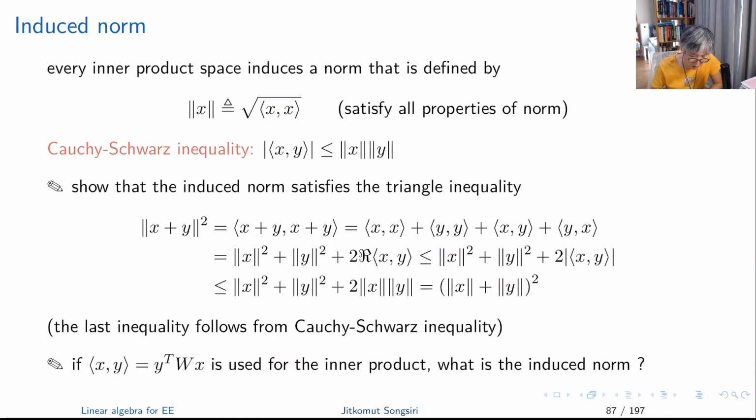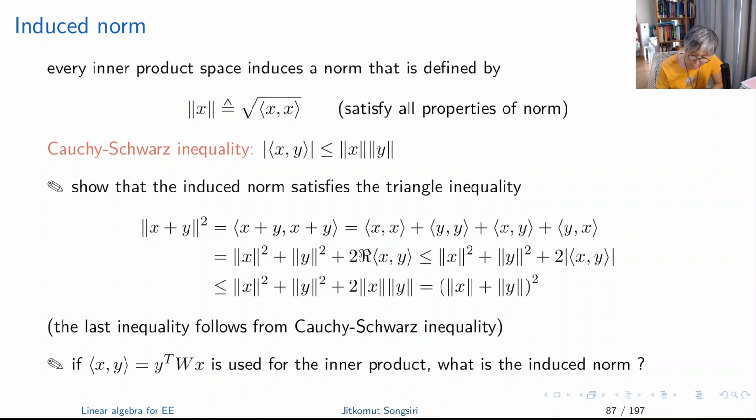In this video, we would like to express a benefit of having an inner product structure defined on your vector space, because whenever you have an inner product, and if you take an inner product of x with itself and then take the square root, we can show that the result that we got is a norm. It is called an induced norm according to the inner product you choose.